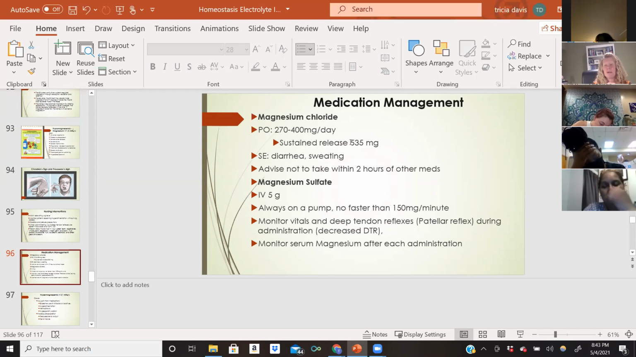So if you're doing your morning med pass and you see that your patient's getting medications along with some other medications, you probably want to give those first or last, depending on the situation with their magnesium, how low it is. We can give magnesium sulfate.